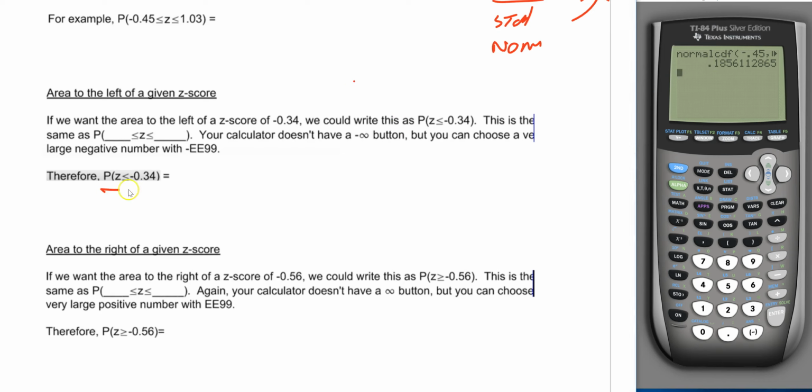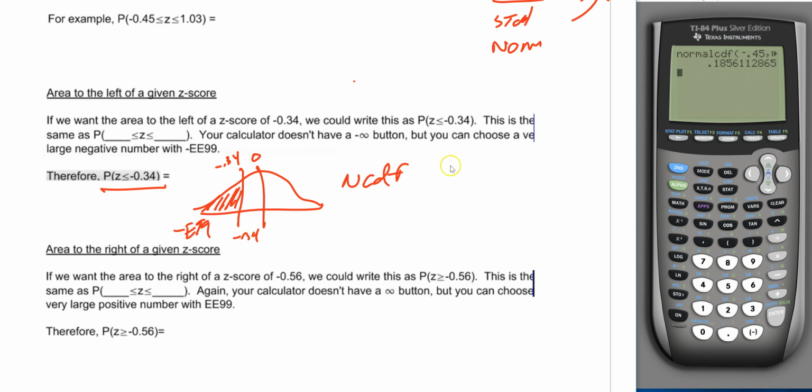Now look at this one. They want me to do less than negative 0.34. So in that case, again, we're still doing the z-score. So that means this is 0. I want less than negative 0.34. So that's 0. Negative 0.34 is over here. I want this side. So the way we put that in is normal CDF. Lower bound is negative E99. Upper bound is negative 0.34. So negative E99 to negative 0.34, 0, and 1.